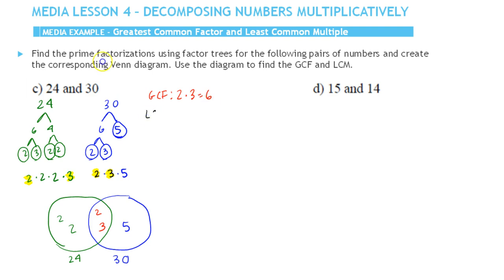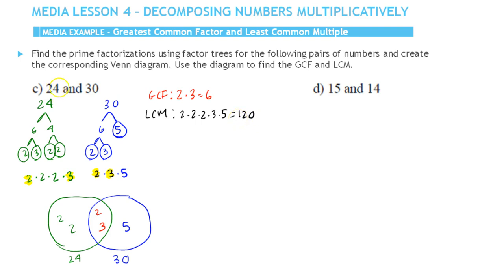And to find the least common multiple, I'm going to multiply all of these factors. So 3 factors of 2, 1 factor of 3, and a factor of 5. So let's see, this is 8 times 5 is 40 times 3 is 120. So the greatest common factor of 24 and 30 is 6, and the least common multiple of 24 and 30 is 120.